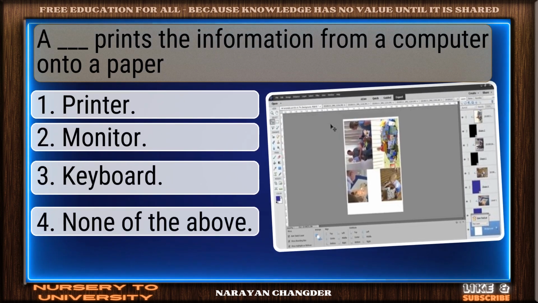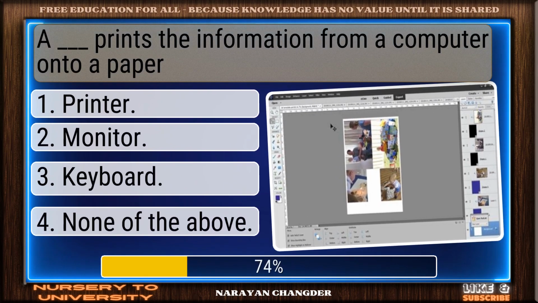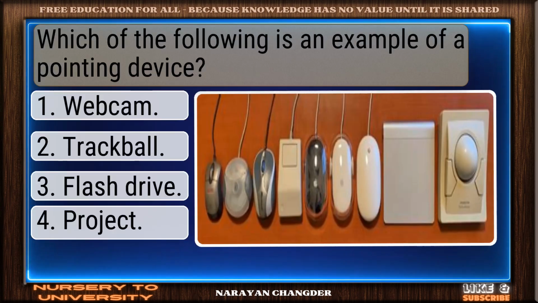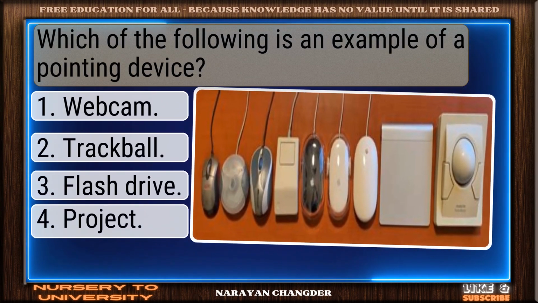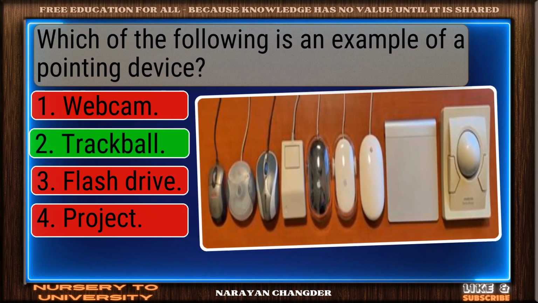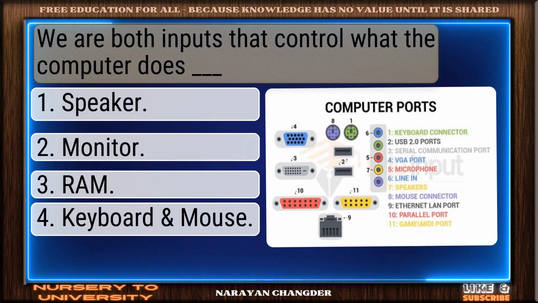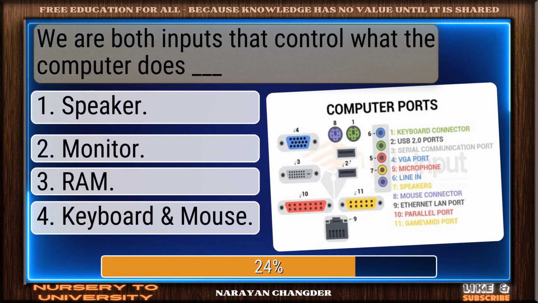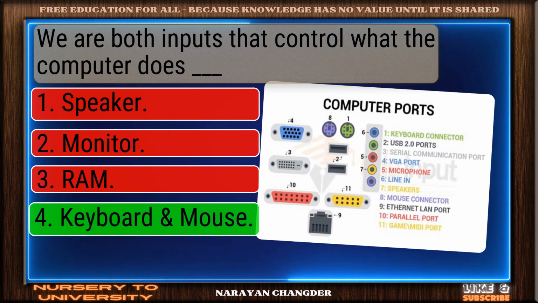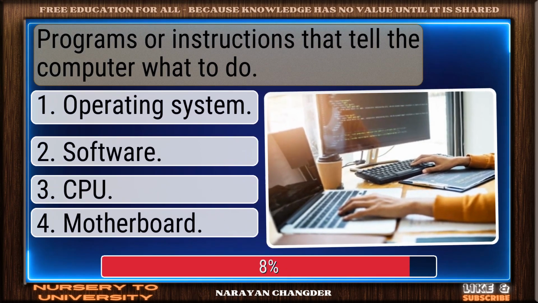A dash prints the information from a computer onto a paper. Well picked. Printer is the correct answer. Which of the following is an example of a pointing device? Good thinking. Trackball is the right answer. We are both inputs that control what the computer does dash. Nice work. You chose keyboard and mouse, and it is correct. Programs or instructions that tell the computer what to do.